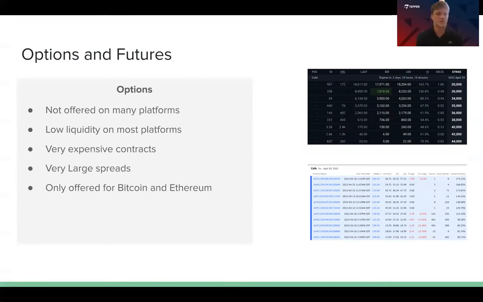So for options, options aren't offered on quite as many platforms. They're usually not quite as liquid, and the contracts can be very expensive. This is because pricing Bitcoin options is a little different than pricing stock options, because of the way the payoffs work, the Black-Scholes model doesn't work on it as well. This also results in some pretty enormous spreads.